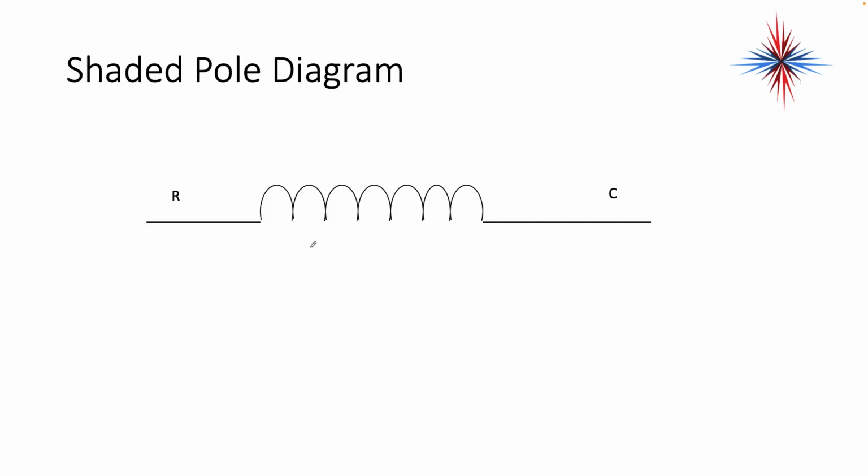This is a shaded pole diagram. This is what you're going to see on a ladder diagram. This is what we want you to draw on a ladder diagram. Label R and C. Tells everyone it's a shaded pole motor.